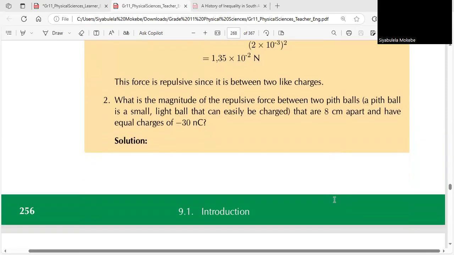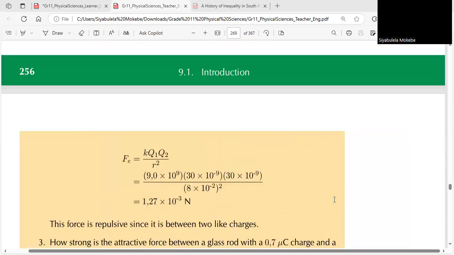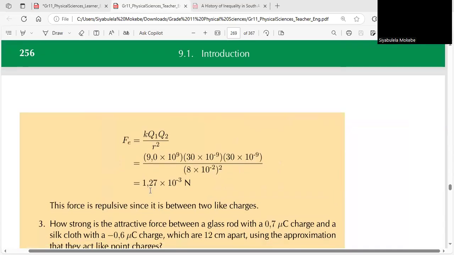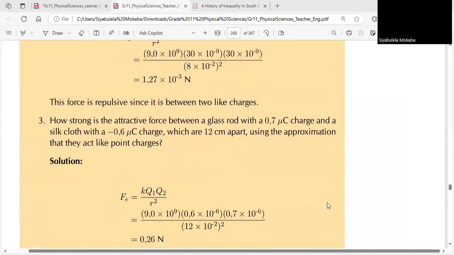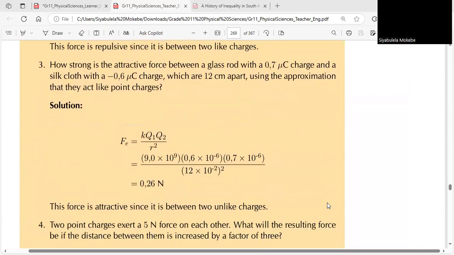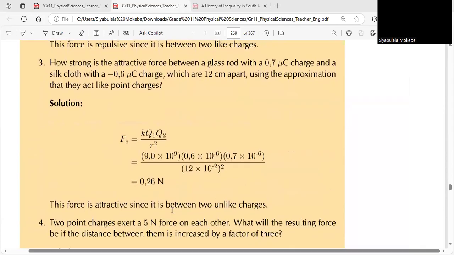And then for number two, the force is 1.27 times 10 to the negative 3 newtons. And this force is repulsive since it is between two like charges. Then number three, the force is 0.26 newtons. This force is attractive since it is between two unlike charges.